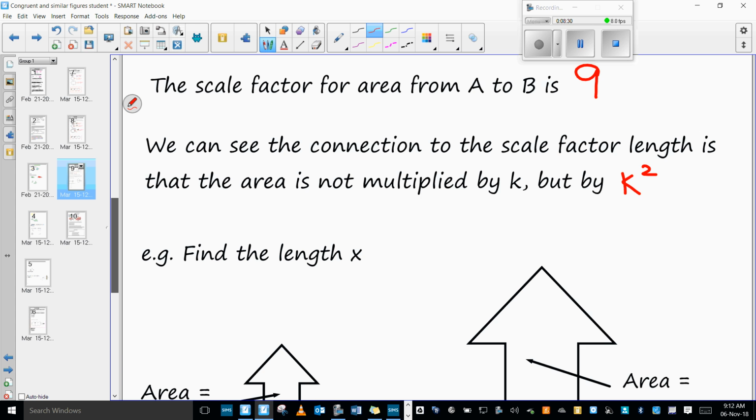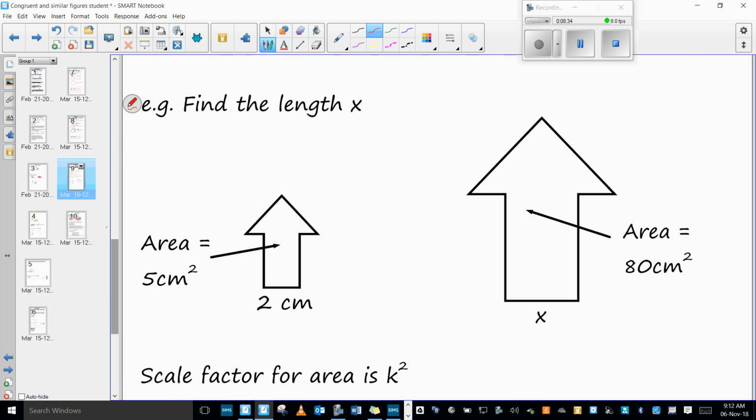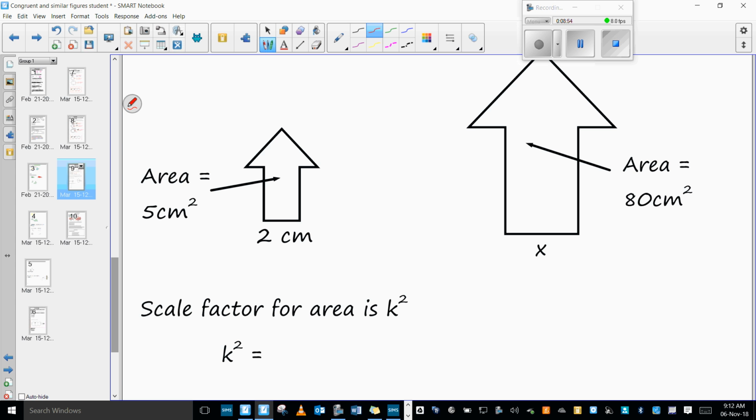So I know that the area of this shape here is 5 centimeters squared. I know that this length is 2. I need to find this corresponding length. We haven't been told that they're similar shapes, but simply we know they are. So if this area is 80 and this area is 5, that means that we would be able to find the value of k squared. Are you happy with that?